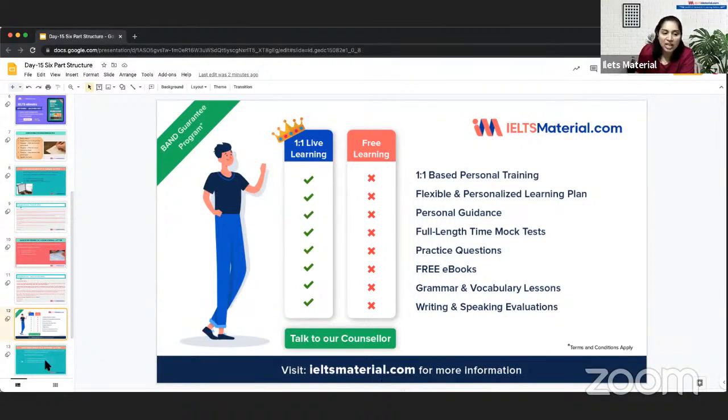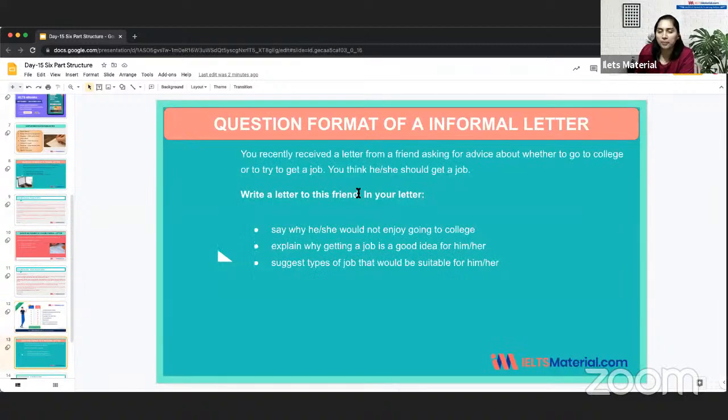Okay. Next, let's take up the last question, an example related to an informal letter, where the question clearly says, write a letter to your friend. Now, can you tell me what type of letter it is? You recently received a letter from a friend asking for advice about whether to go to college or to try to get a job. You think he or she should get a job. What is this letter?